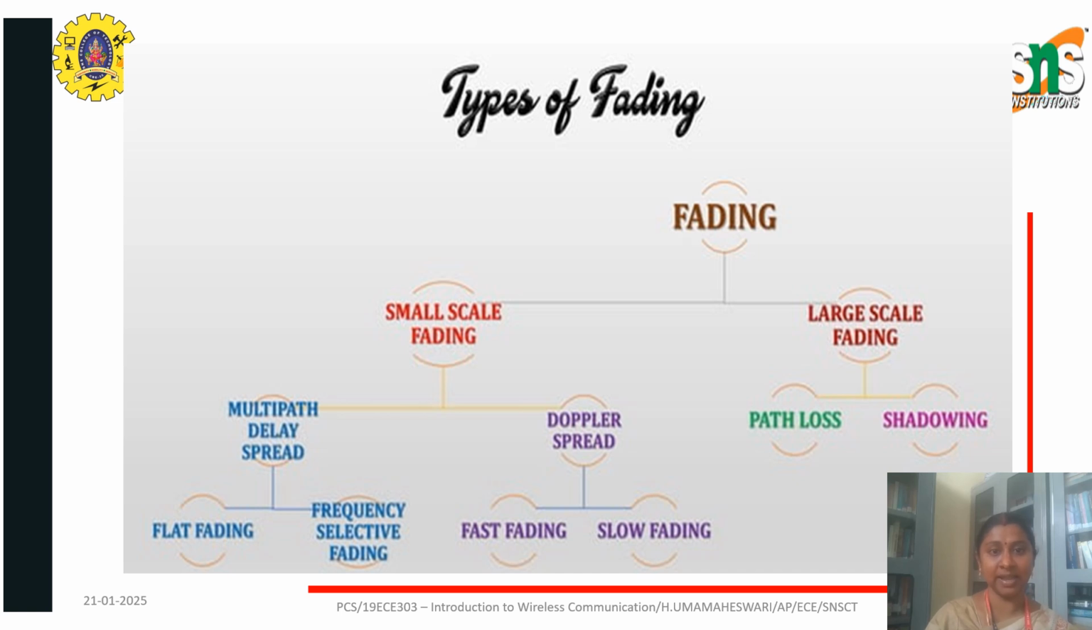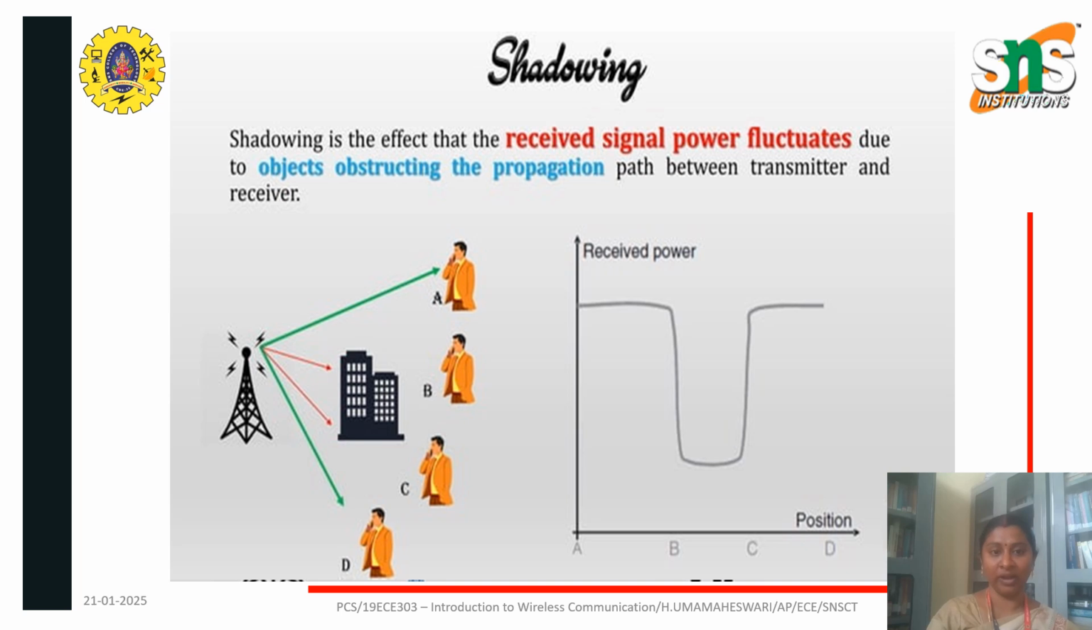There are various types of fading: small-scale fading and large-scale fading. In small-scale fading, we have multipath delay spread and Doppler spread, whereas in large-scale fading, we have path loss and shadowing. In multipath delay spread, we have flat fading and frequency selective fading, whereas in Doppler spread, we have fast and slow fading.